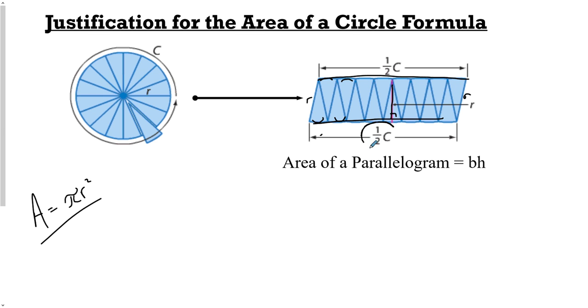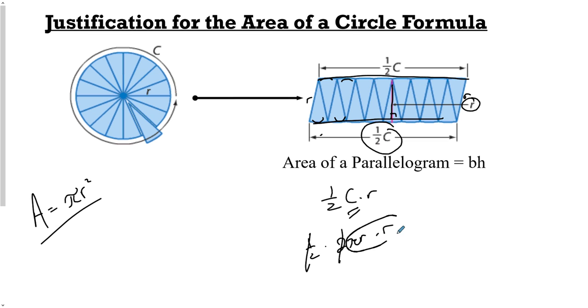So if we take 1/2 times circumference and multiply it by the radius, 1/2 circumference times radius, but circumference is 2 pi r. So I have 1/2 times 2 pi r times radius. Well, 1/2 and 2 cancel. Now that leaves me with pi times r, or pi r squared.